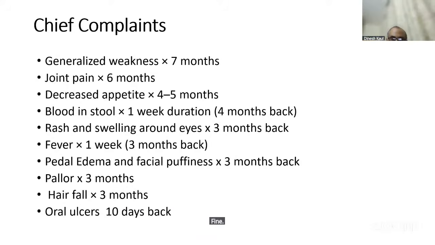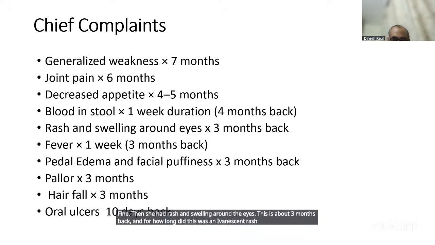Okay. Then she had rash and swelling around the eyes about 3 months back. And for how long did this last? It was an evanescent rash. She was having rash, and it would subside.